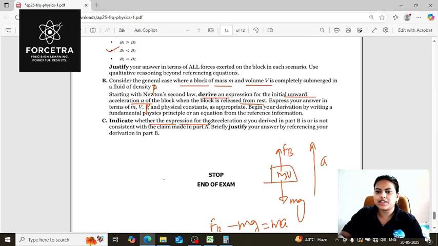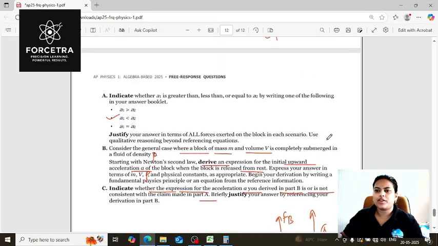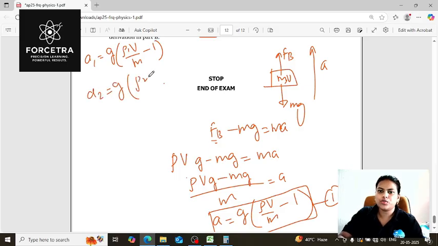Indicate whether the expression for the acceleration A you derived in part B is or is not consistent with part A. Justify your answer. So let's apply this formula for scenario 1 and scenario 2. For scenario 1, A1 is equal to g times rho 1 V over m minus 1, where volume is the same in both the cases, and mass is the same in both the cases. And A2 is equal to g times rho 2 V over m minus 1.